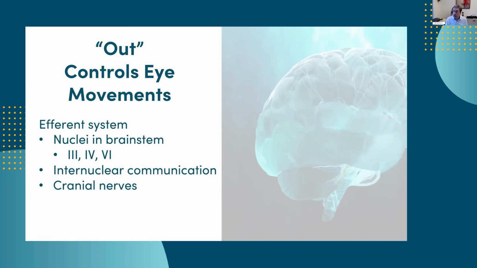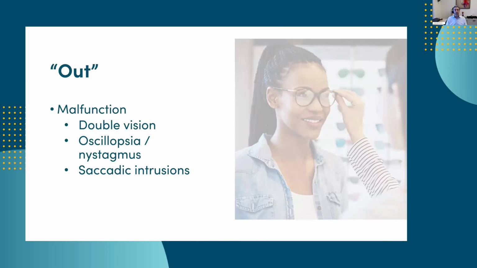That process is controlled essentially by different nuclei or centers of control located in the brain stem, and we call those the nuclei of the third, the fourth, and the sixth cranial nerves. If we have problems there, we'll have problems with movement of the eyes, but we can also have problems with the communication between those command centers. If they're not telling each other what is happening, they cannot follow. And then we can have problems with the cranial nerves themselves. Next slide, and I'll show you an example of what that might be.